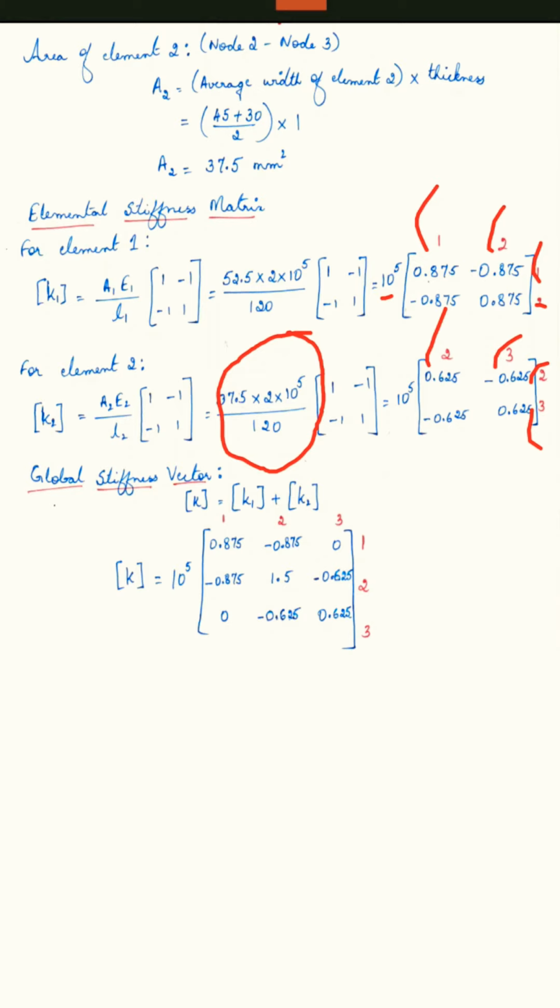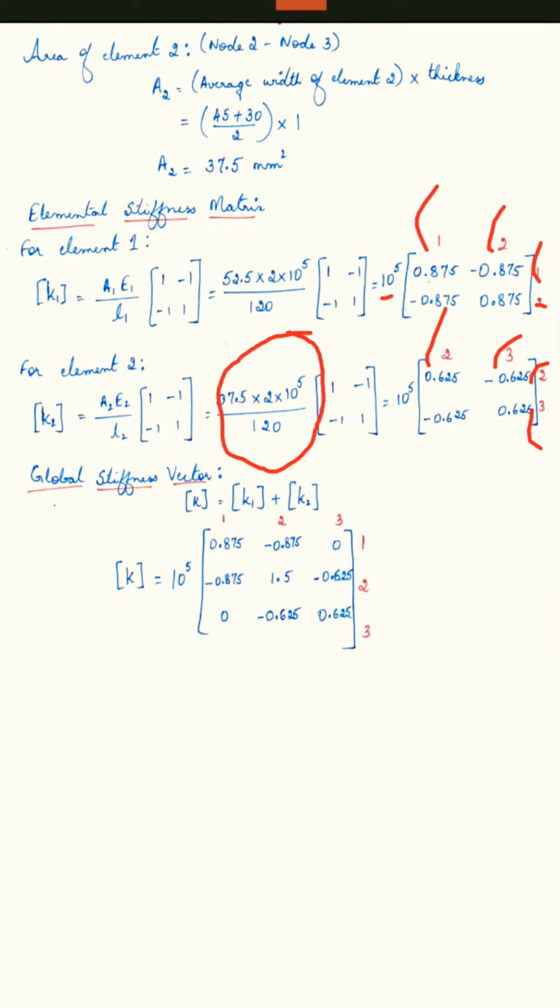The element at 1 1, meaning the position on the first column and first row, is obtained from the first column first row element in the stiffness matrix of element 1, which is 0.875. Similarly, for the element at column 2 and row 1, it is minus 0.875. All this we have discussed in the previous numericals. We'll write directly 0.875, minus 0.875. Since there are no elements for the third column first row, we'll take it to be 0.